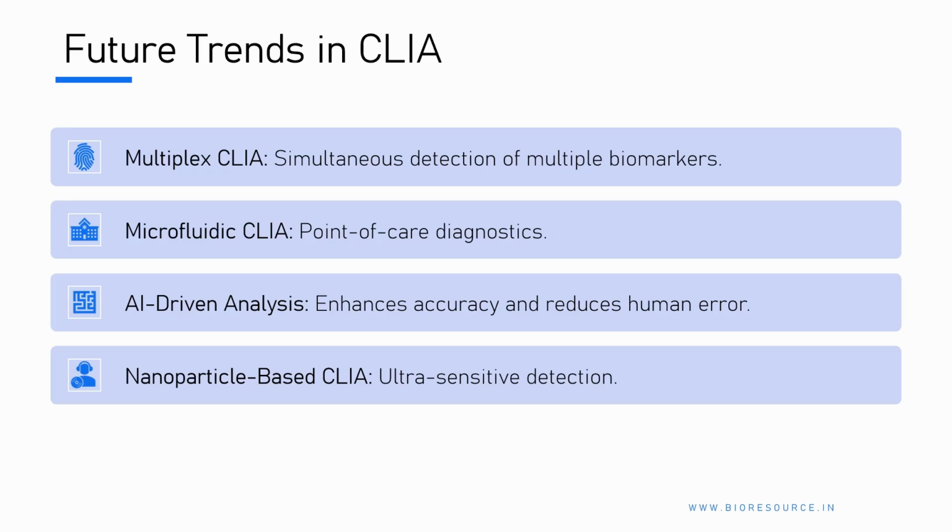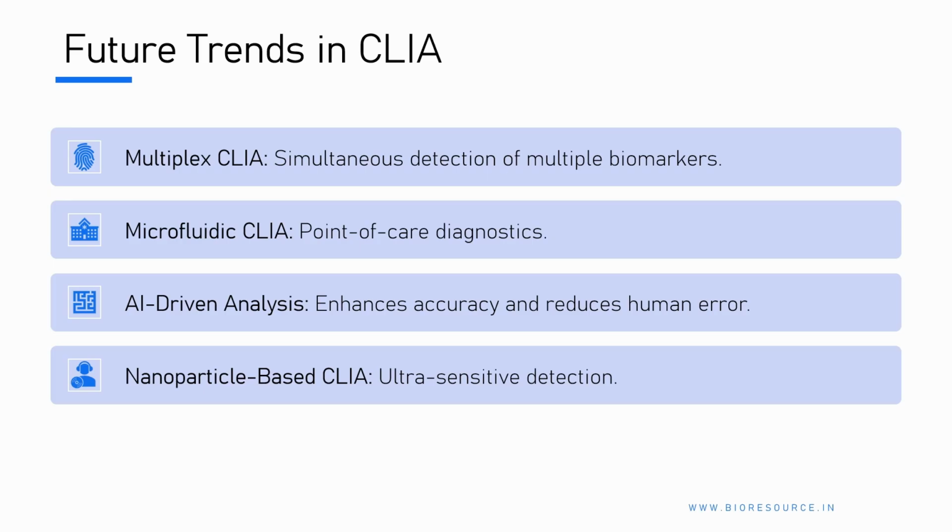So in this, it enables the simultaneous detection of multiple biomarkers in a single reaction. Instead of performing multiple separate tests, one sample can be analyzed for different analytes. This is achieved by using multiple chemiluminescent labels that emit light at different wavelengths. This is particularly useful for disease panel testing, personalized medicine, etc. It is time efficient and cost effective as it reduces the number of separate tests needed while maintaining high accuracy.